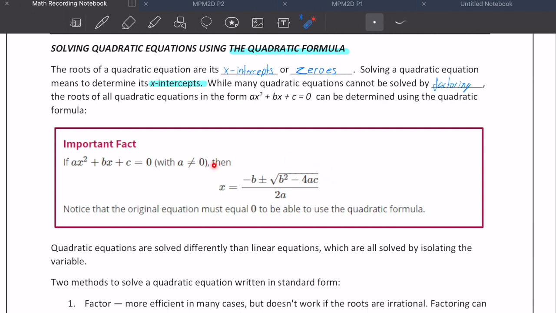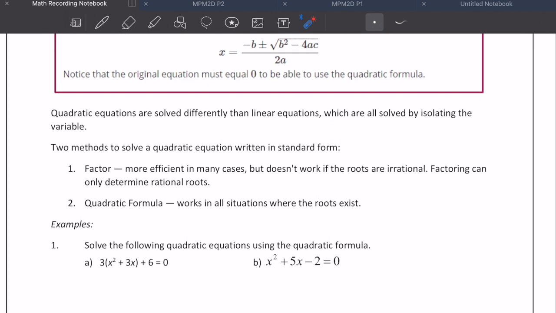This is what we call the quadratic formula. This is going to help you find the roots of a quadratic relation no matter what. It's going to tell you whether or not there are any zeros, anything like that. So how do we go about doing this?